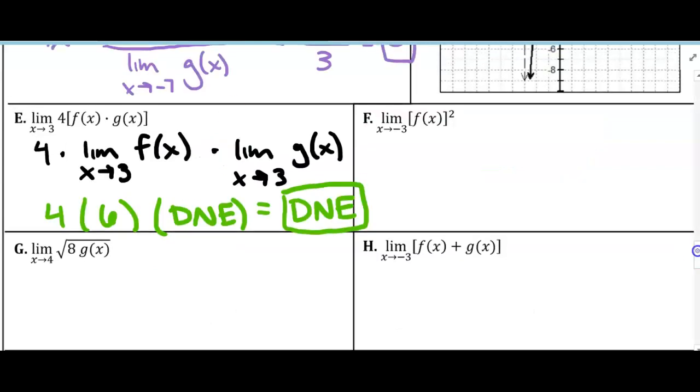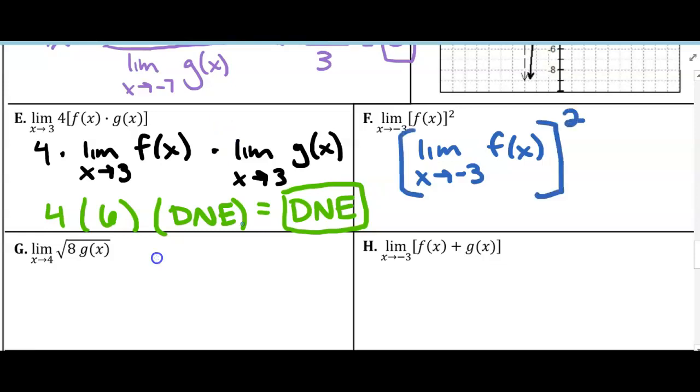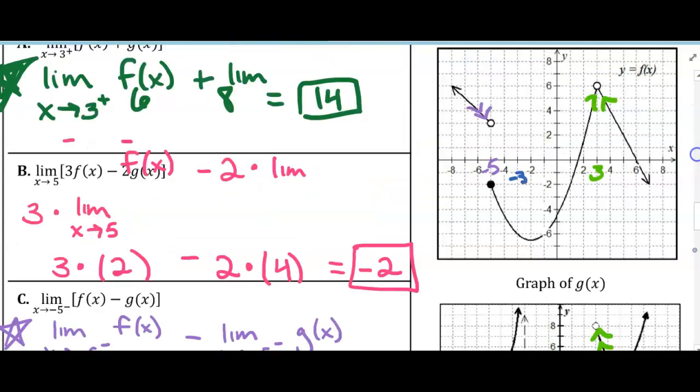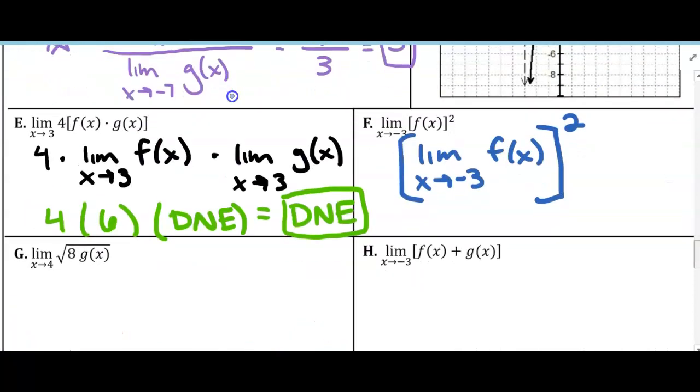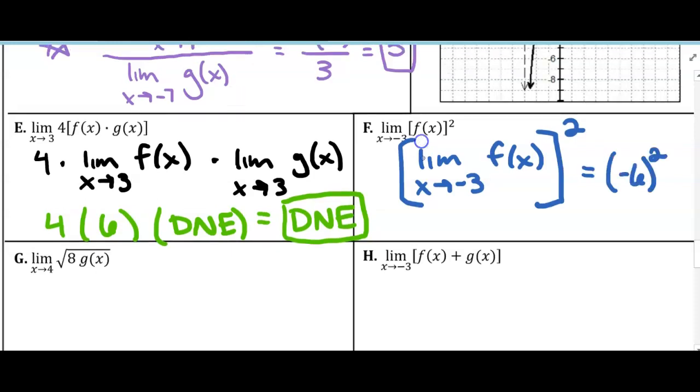Of course, we need to see our proper notation. That matters very much to us. And so I will have the limit as x approaches -3 of f of x, and I will take that entire value and I will square it. So I go to f and look at -3. Pretty sure we might have already done this. Looks like we're at -6 for that two-sided limit. And so once I find that value, I take -6 squared, and I get positive 36 for my answer.